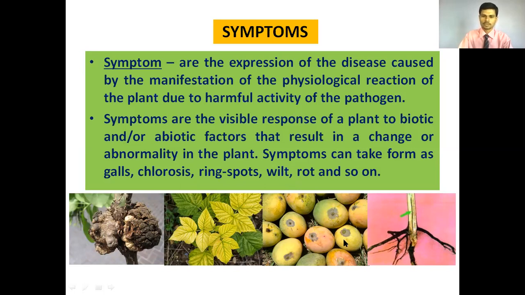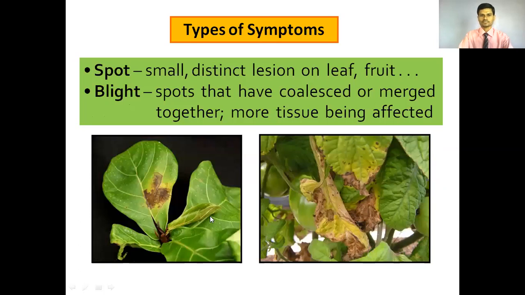This is a mango. Here we can see the stem end rot disease on these mango fruits. This stem end rot is caused by Phytophthora. Then what are the types of symptoms? First symptom is spot. This is a leaf spot we can see here. These are small distinct lesions on the leaf and fruit.